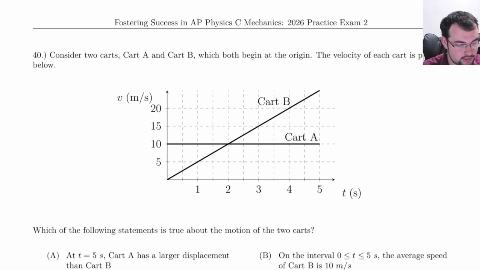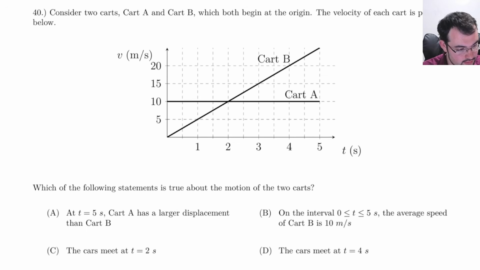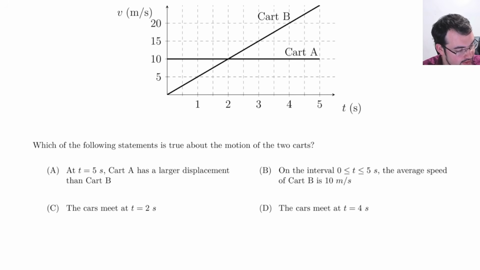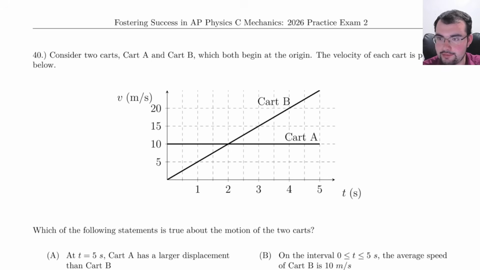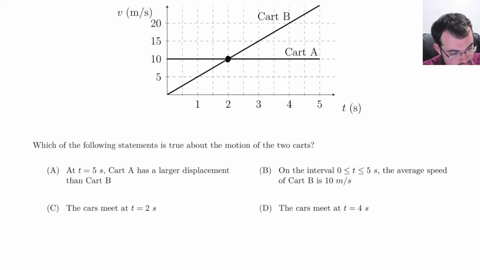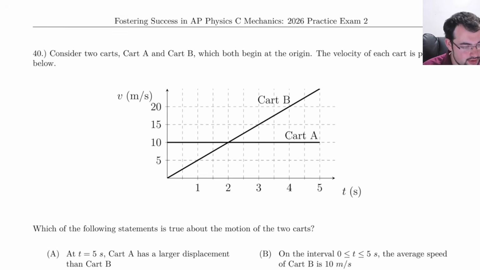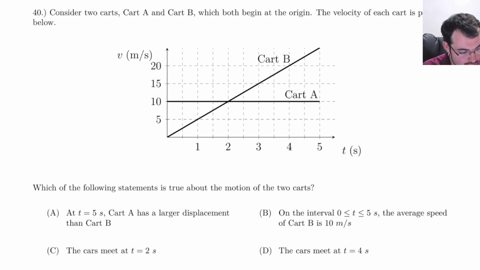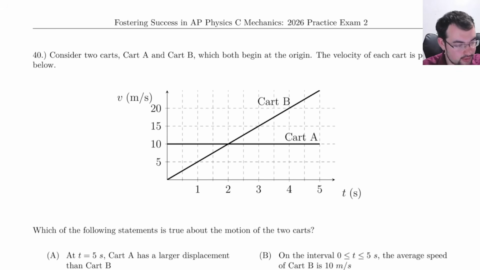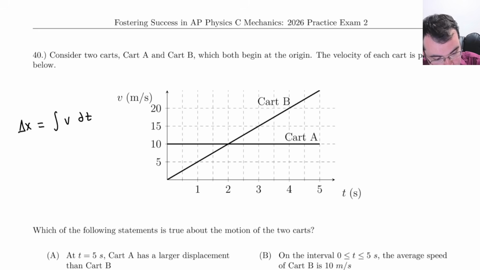All right. Consider 2 carts, cart A and cart B, which both begin at the origin. The velocity of each cart is plotted below. We want to figure out what is true about the motion of the two carts. So we're doing a whole bunch of things here. We have a v-t graph, so we're comparing displacements and looking at meeting points. It's easier to look at the meeting point idea. So it's definitely a bait answer to say that 2 is the meeting point. They both begin at the origin. So again, remember the relationship between distance and speed: our displacement is the area under the v-t graph.